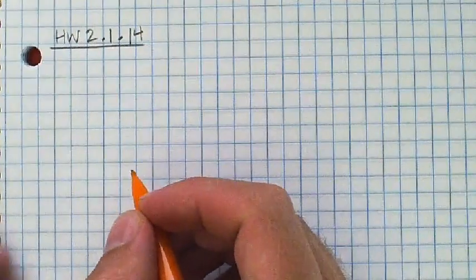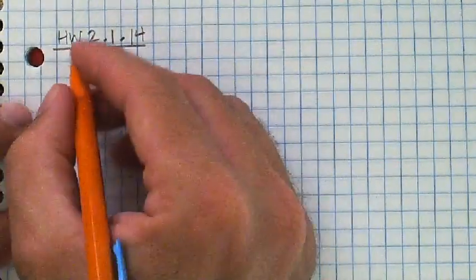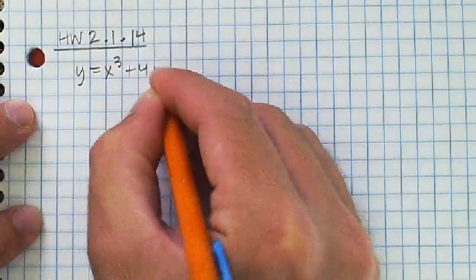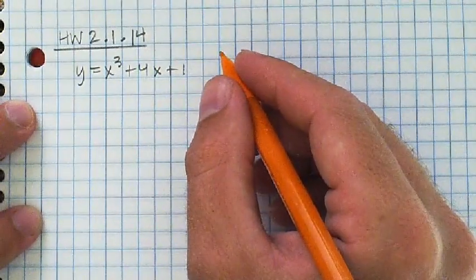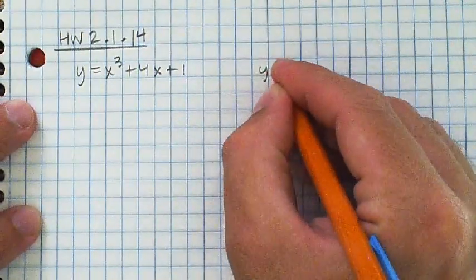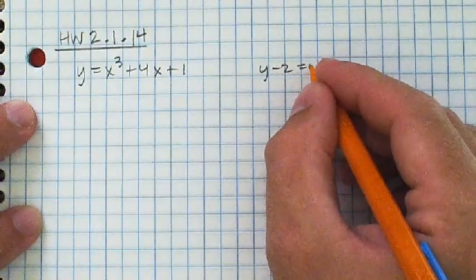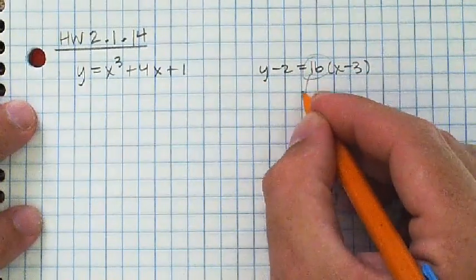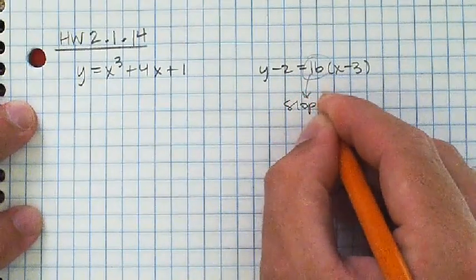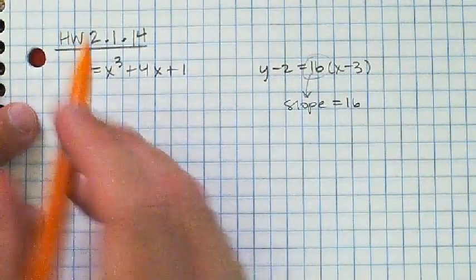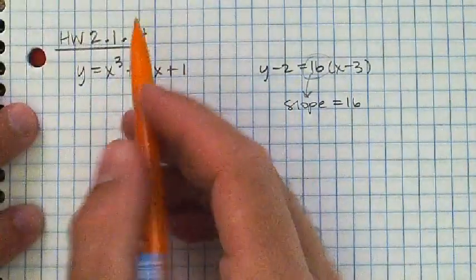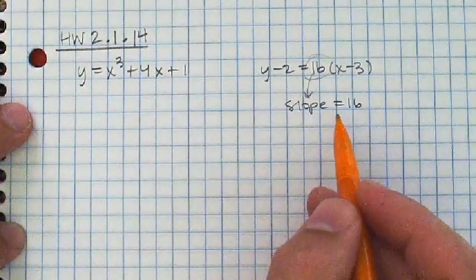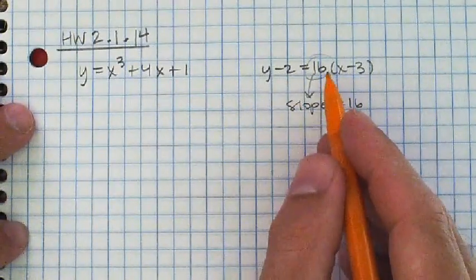This one is saying, find me the equation of the line or lines that are tangent to y equals x to the third plus 4x plus 1, and parallel to the line y minus 2 is 16 times x minus 3. So basically what we need to pull out of this is the slope. Really what we're hoping to find is the places where the slope of this curve is equal to 16, and then write the equations of the lines tangent to the curve that have that slope of 16. Really the only thing that this was giving to us was that 16.